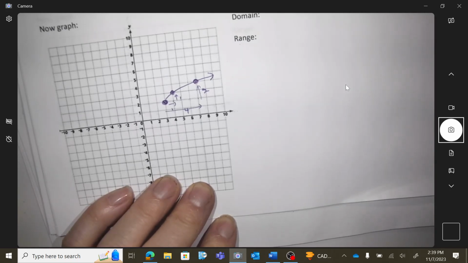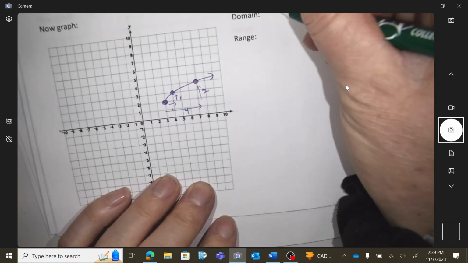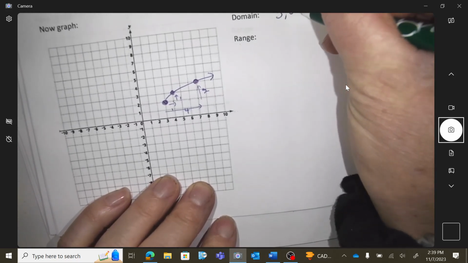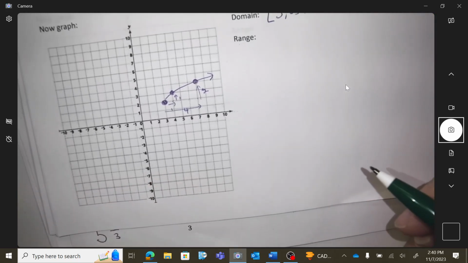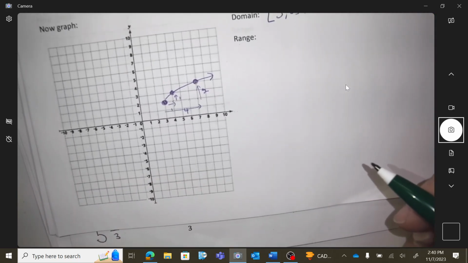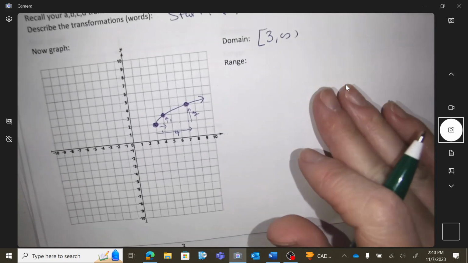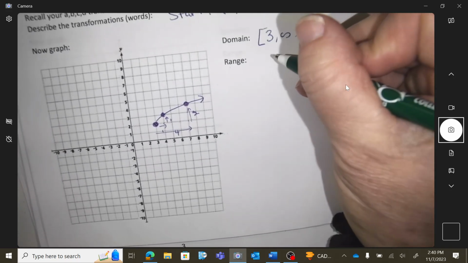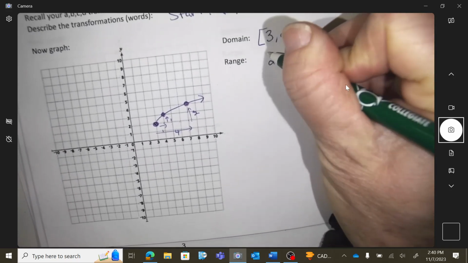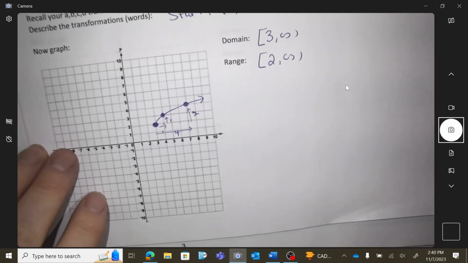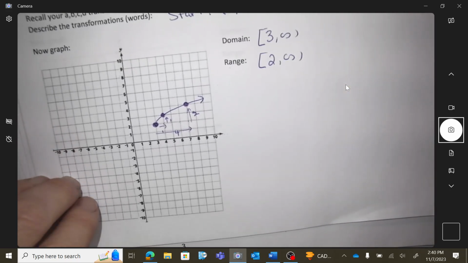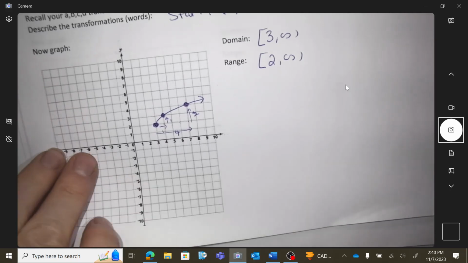Okay, so what would be the new domain? Now we are going 3 to infinity. And then the heights are going from 2 to infinity. Square bracket, correct? Because we're exactly at that point.